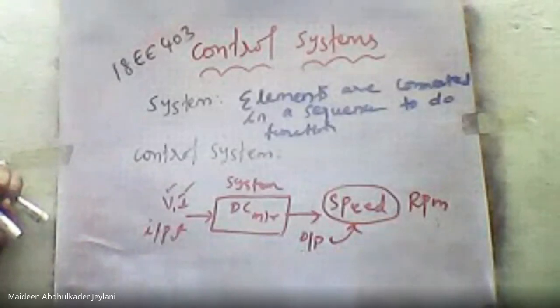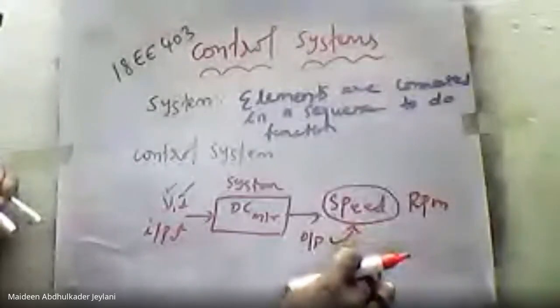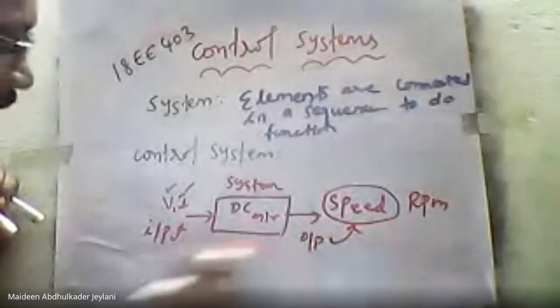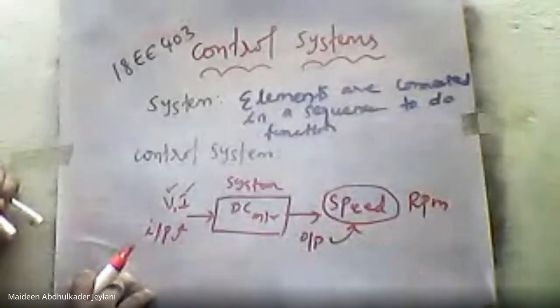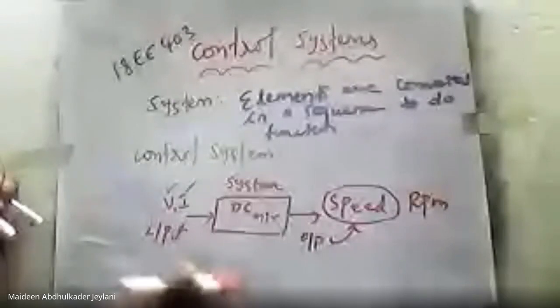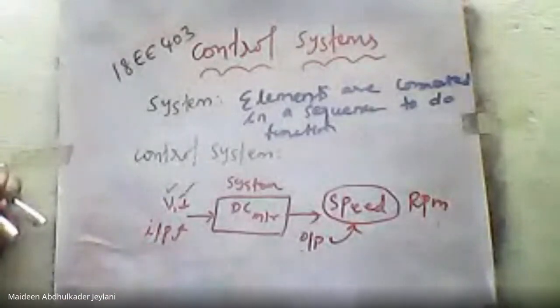Yes or no? So here you can say your output parameter, or the quantity of output, can be controlled or varied by the input quantity or input parameter. In such a system we call it a control system. Clear? So in a system, when the output quantity is controlled by varying the input quantity, then the system is called a control system.